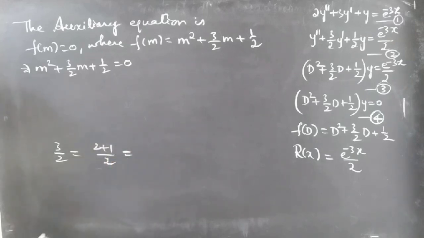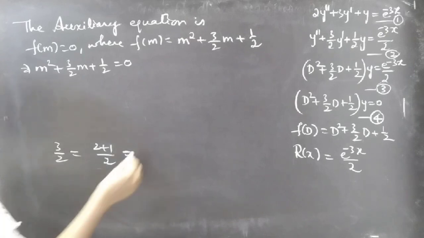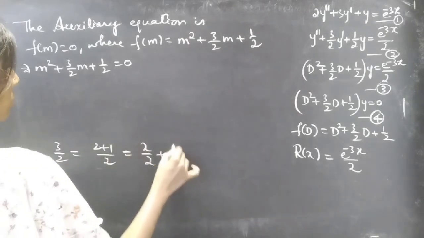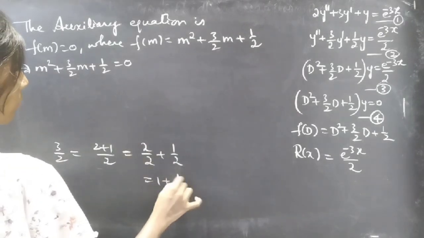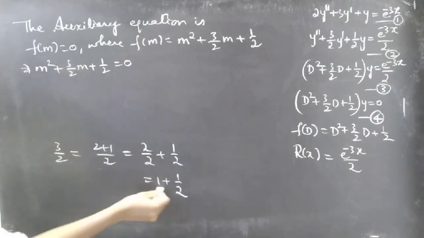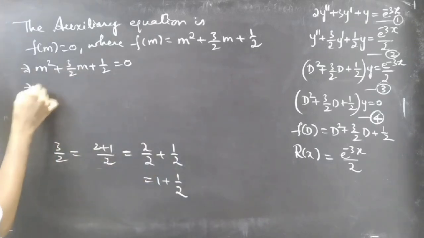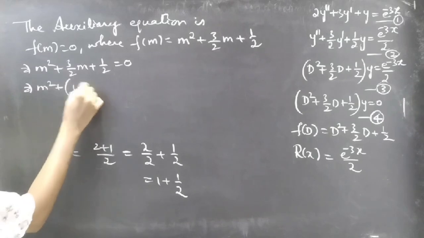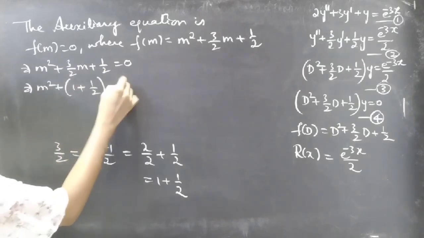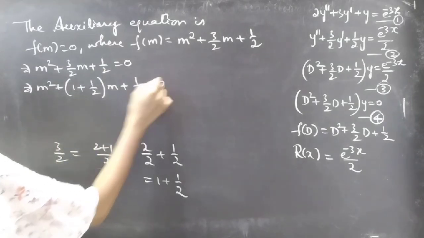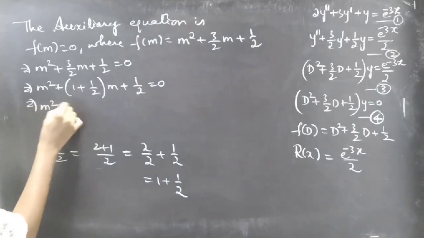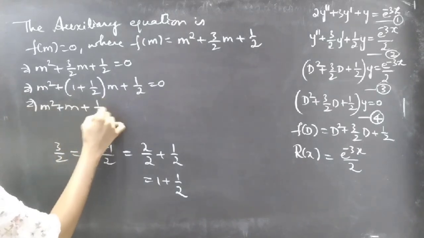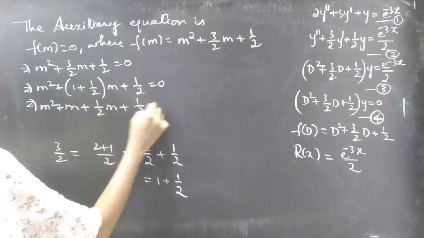Here we are having two terms in the numerator and one term in the denominator, so we can split this as 2 by 2 plus 1 by 2, which gives us 1 plus 1 by 2. Just replace 3 by 2 with 1 plus 1 by 2, we'll get m square plus 1 plus 1 by 2 into m plus 1 by 2 equal to 0, or we can write this as m square plus m plus 1 by 2 m plus 1 by 2 equal to 0.